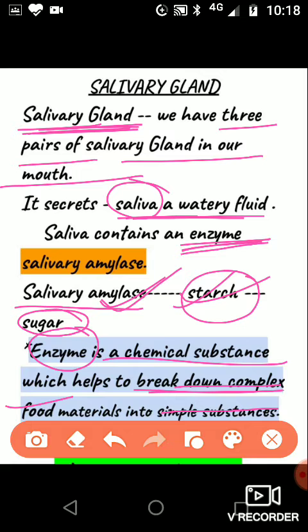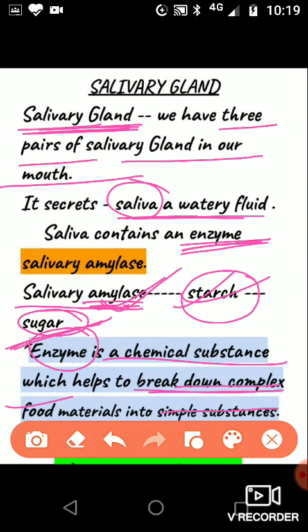Now I will give you an example. When you eat chapati or roti, and after chewing it for a longer time, what do you feel? You feel that it becomes sweet in taste. How does it become sweet in taste? Because chapati and roti contain starch. So after eating and chewing, the food is mixed with the salivary amylase, and then the amylase converts it into sugar. So when it becomes sugar, you feel sweet in taste.